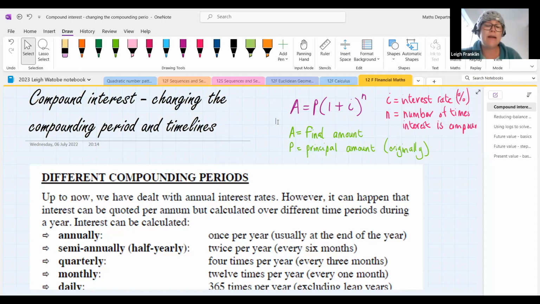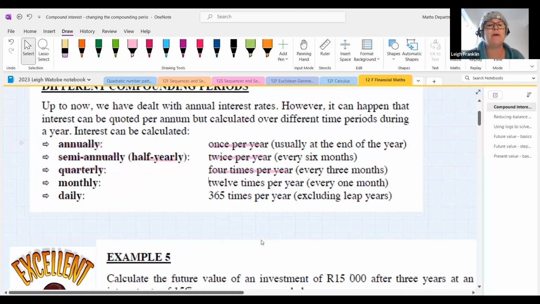But when we get into grade 11, things are not going to be compounded annually anymore. They're going to be compounded more frequently than that. Annually means once per year, which we do in grade 9 and grade 10. In grade 11, it can be compounded semi-annually, which is the same as half yearly. That means twice per year, so every 6 months. Or it can be compounded quarterly, which means 4 times a year, in other words, every 3 months.